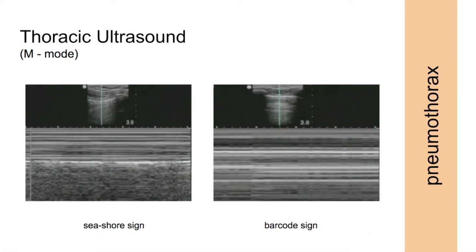M-mode is another tool that can be used to solidify the diagnosis of a pneumothorax. M-mode is a way to look at the ultrasonographic image as a strip of data over time. Normal finding is the seashore sign. It is linear on the top and granular on the bottom. Abnormal findings look like a barcode. It is linear on the top and the bottom and is indicative of a pneumothorax.